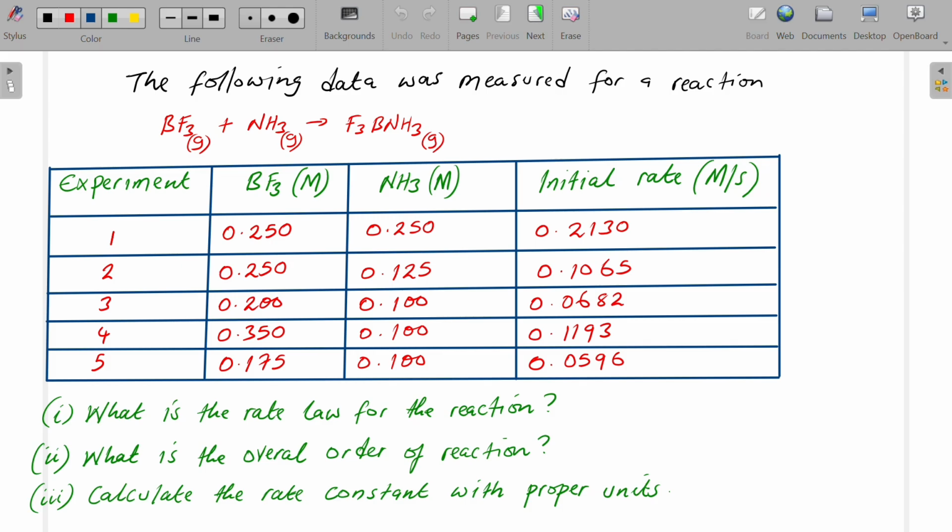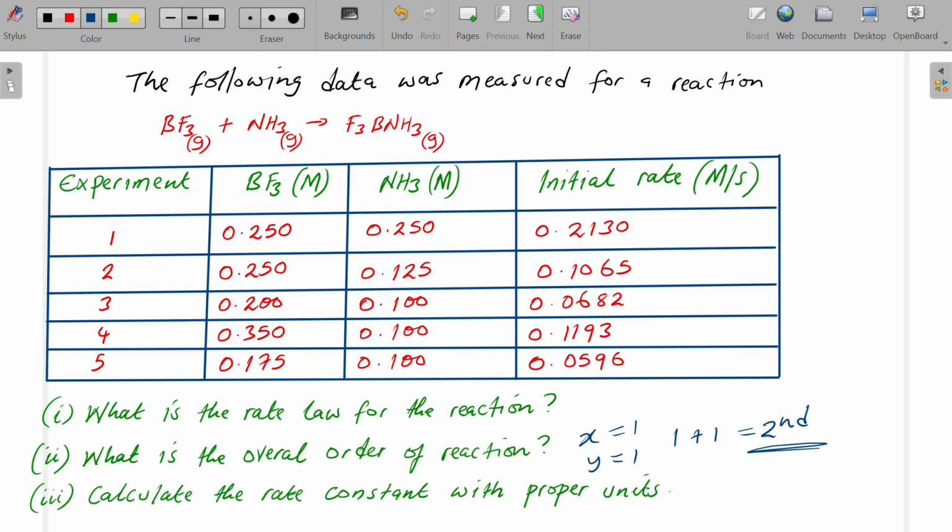All right. So the next one is asking, what is the overall order of reaction? As earlier said, the overall order of reaction is the sum of the individual orders of reactants. So we found that our X was equal to 1 and our Y is equal to 1, meaning our overall order will just be 1 added to 1, which is equal to 2.